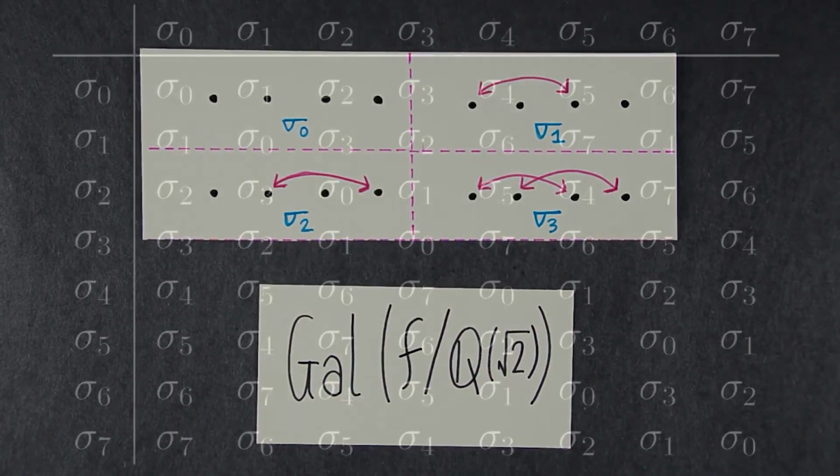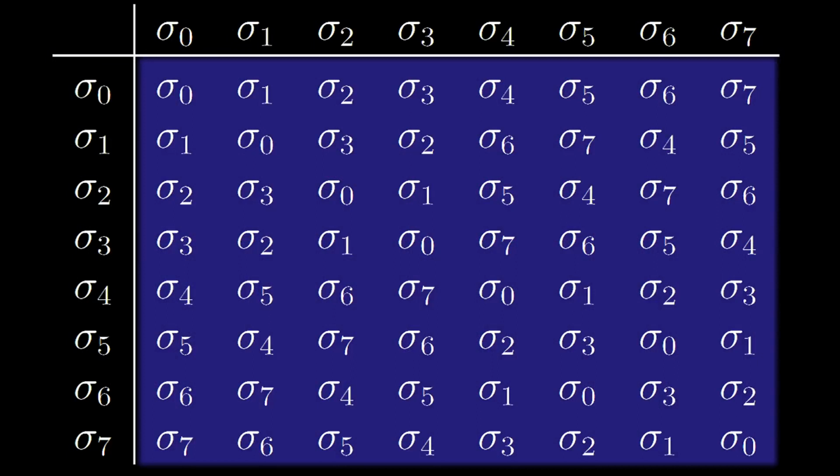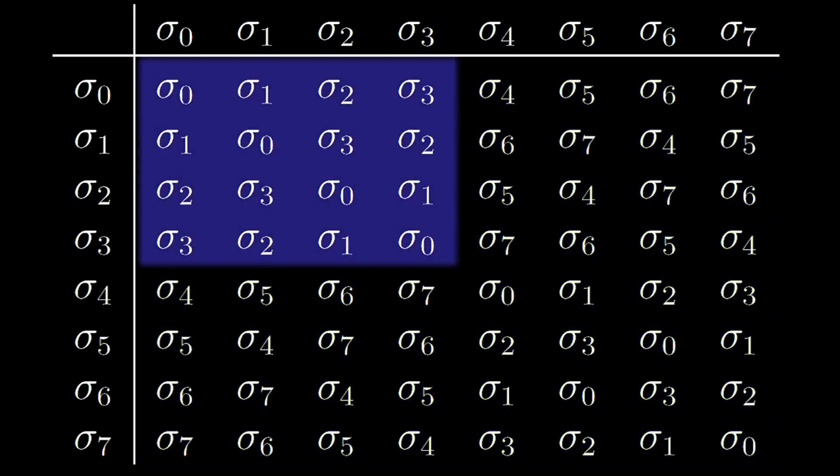A nice way to see this is in a group table. This was our original group. This highlighted portion is the group after we extended the field.